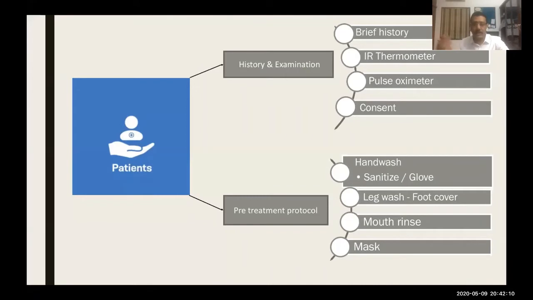As soon as the patient walks into our clinic, the first thing I want to do is the pre-treatment protocol, where we either do a hand wash, if there is a provision for hand wash, or we can sanitize with the hand sanitizer, or we can glove the patient on the spot. So that is about the hand. Next is the leg. If there is any possibility of washing the leg, he washes the leg, or you can directly put a foot cover for the patient.